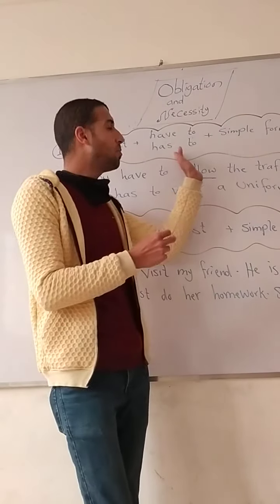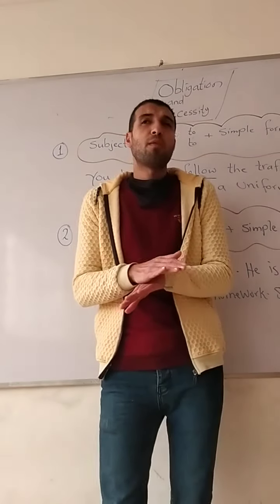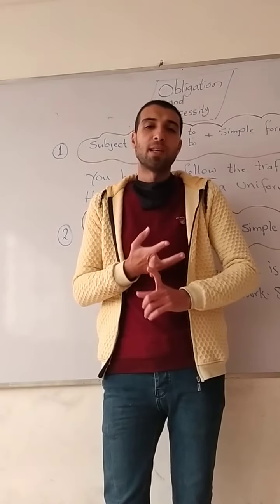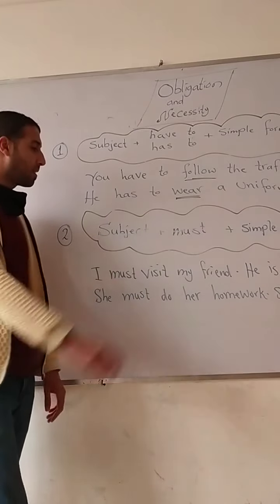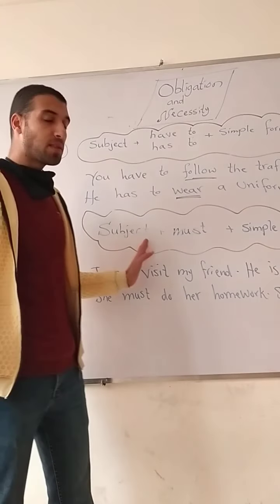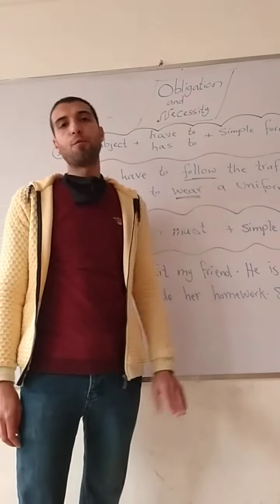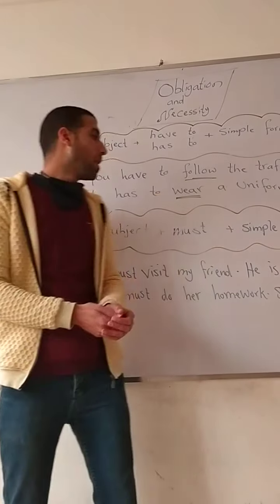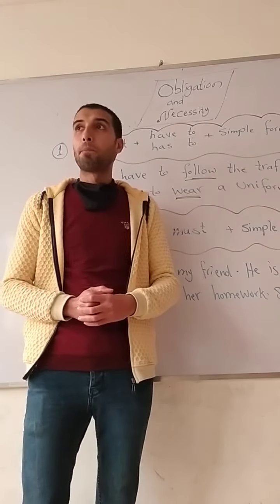Both have to and has to must be followed by the simple form of the verb, without adding ing, without adding ed, without adding s or es, without adding anything. Okay? Look at the second example. The second expression that we have to take today is subject plus must plus the simple form too. It's followed by the simple form. Both of them have the same meaning, but a little difference in usage.